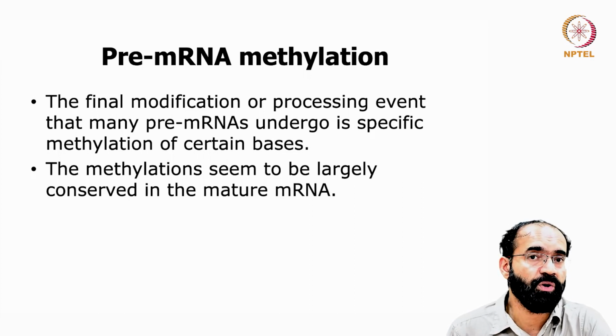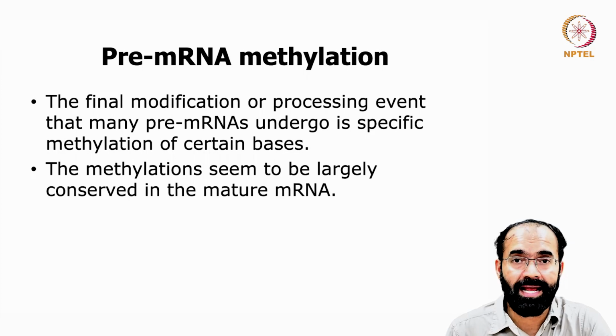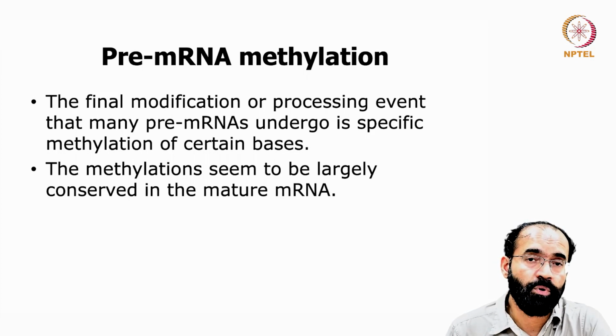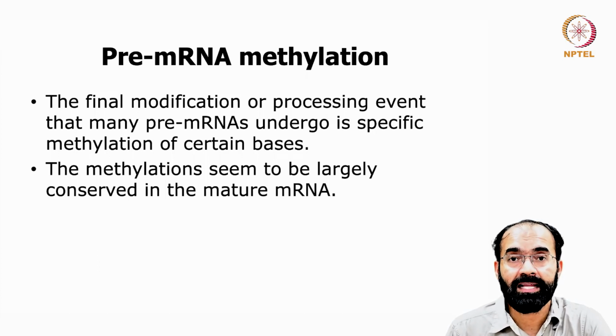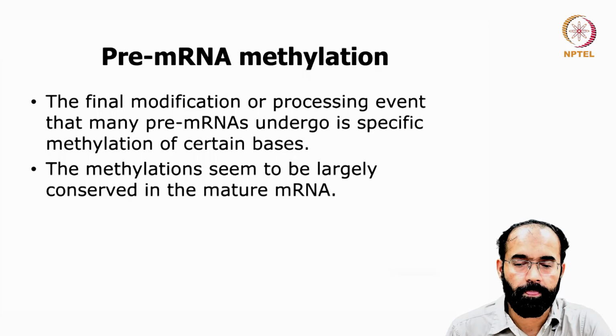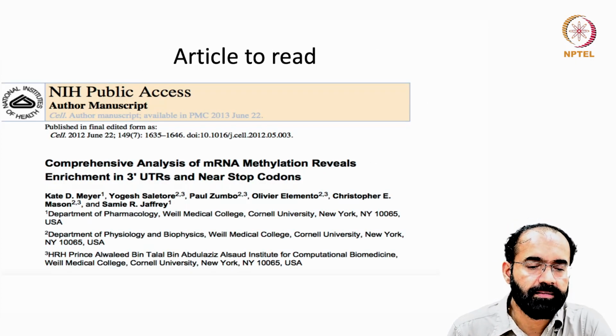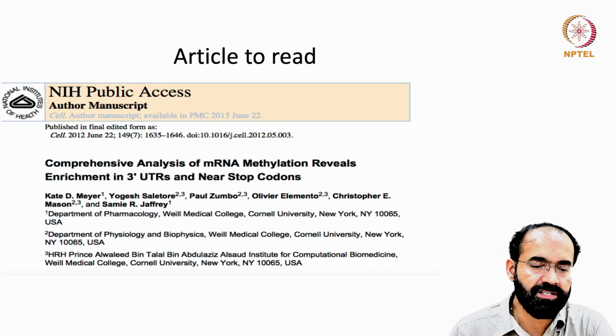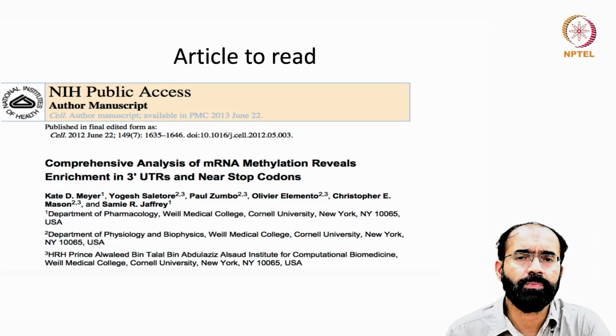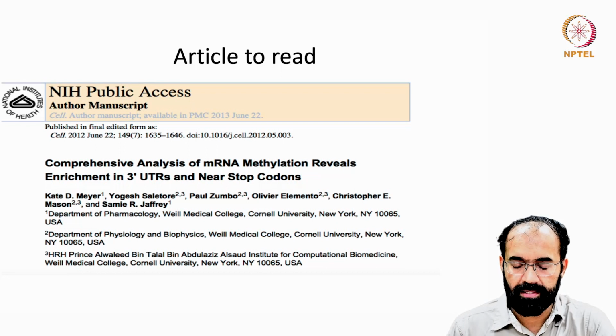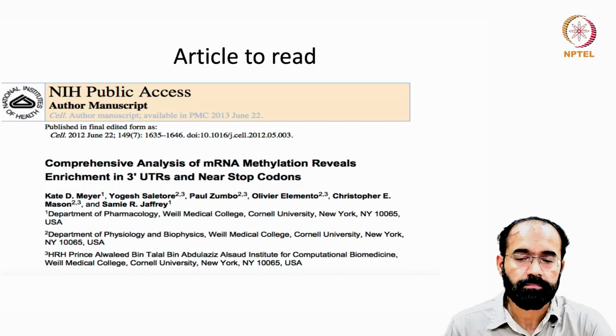So these modifications are somewhat like uniform or tagging with certain moieties, allowing certain recognition and identification by other molecules present in the system. So this is an article to read, that is comprehensive analysis of mRNA methylation that reveals enrichment in the 3' untranslated region and near stop codons. Those who are interested can read the article published in the journal Cell, and it should be freely available to download.